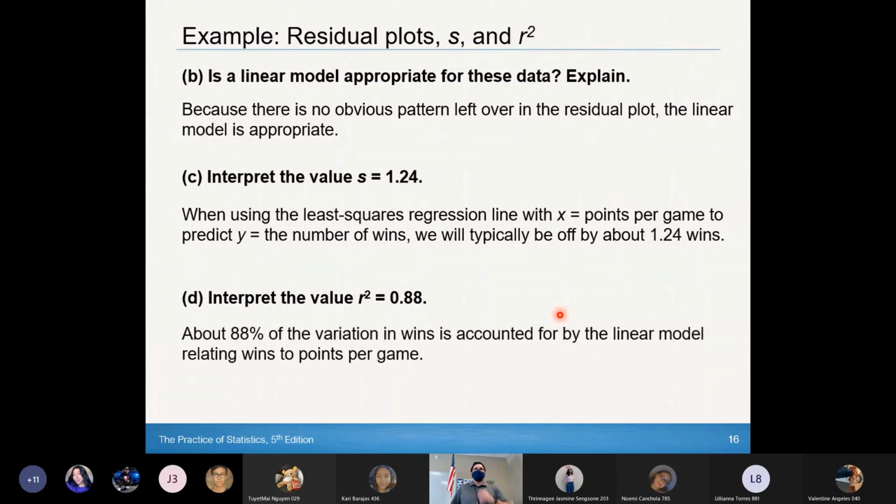And the value of r squared equaling 0.88 means that about 88% of the variation in wins is accounted for by the linear model relating wins to points per game. Means our predictions are pretty close. We have a pretty good regression line that does a good job of predicting how many wins. 88%, that's good.